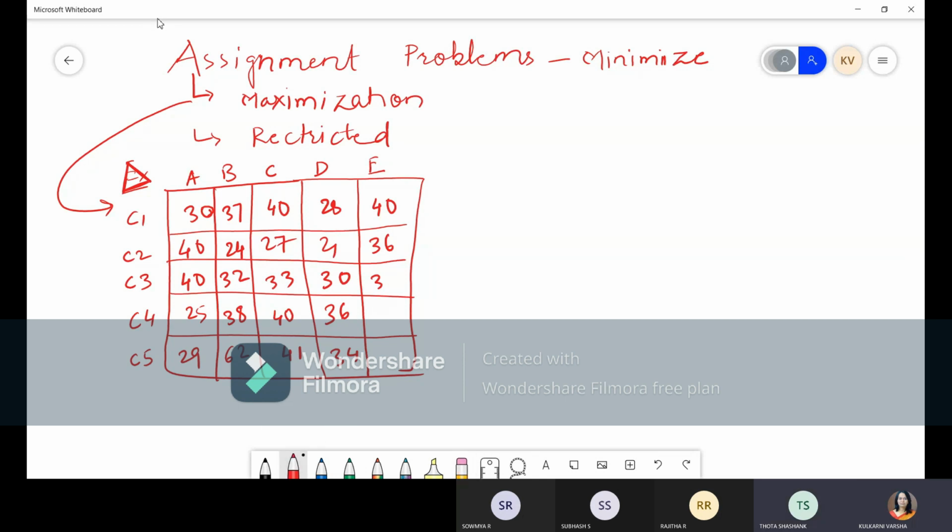Ma'am, this C2 job D is 21 or 4? C2 to D, yes ma'am, 21. 21, okay. And 35, 36, and 39.